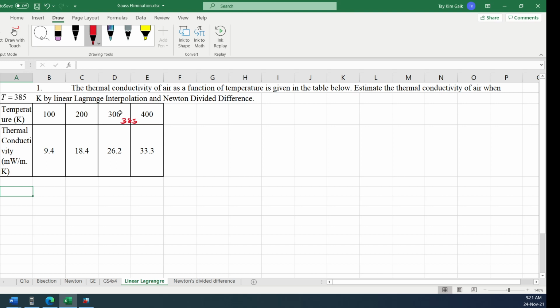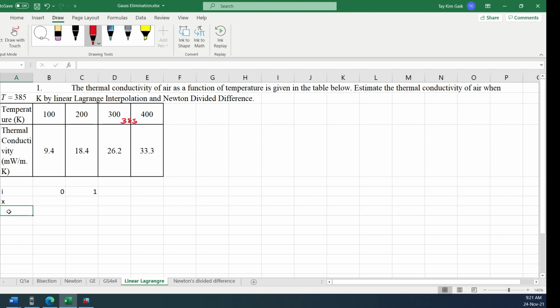So for linear interpolation, make sure you choose the last two data points, 300 and 400. If you choose the wrong data, you may only get the method marks, but your answer mark is gone. So make sure you choose the correct data points. 385 is between 300 and 400, because for interpolation, make sure the value that you are going to estimate is inside the list. We only have linear, so it's only two data points. It's very easy.